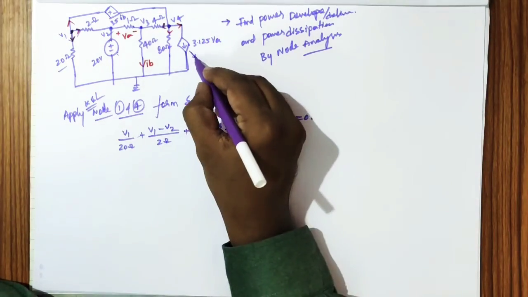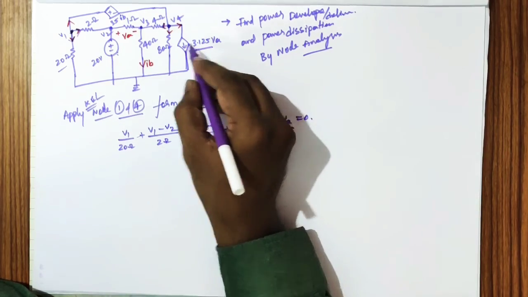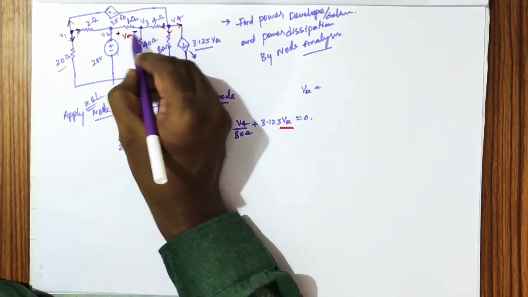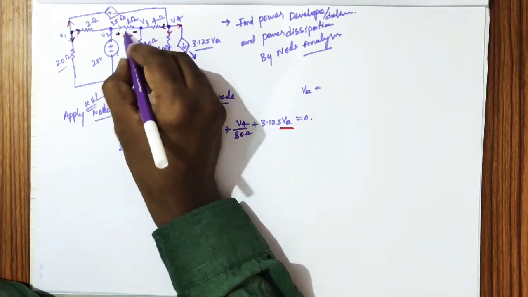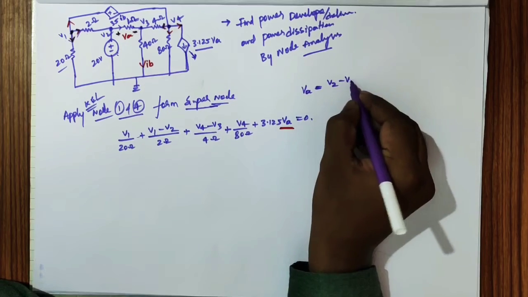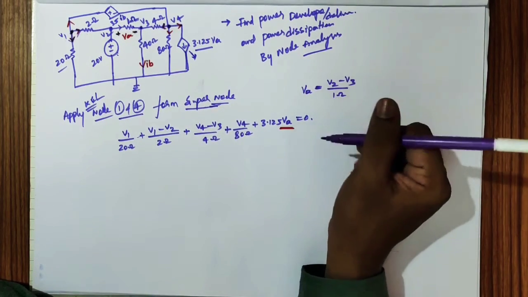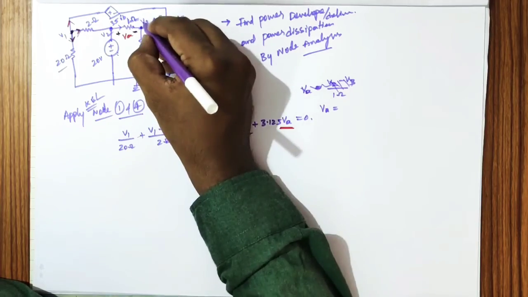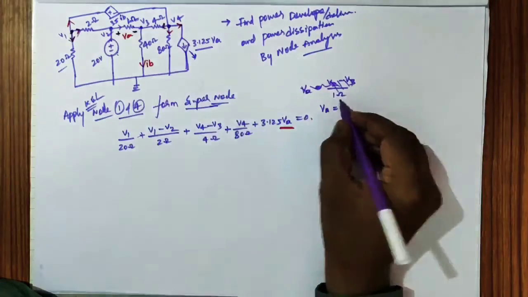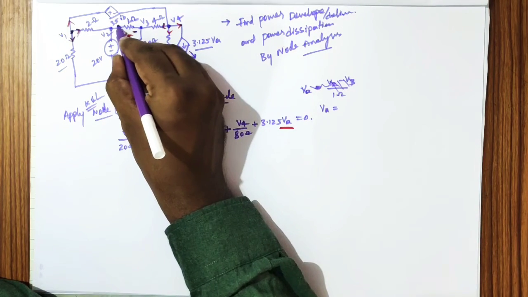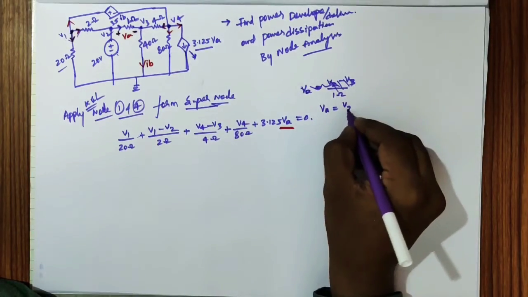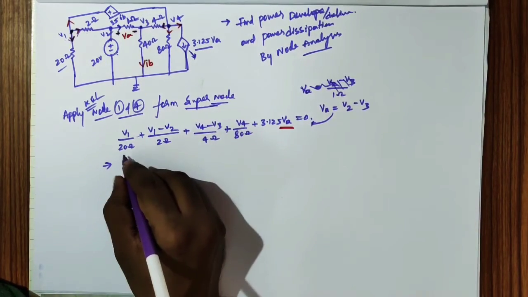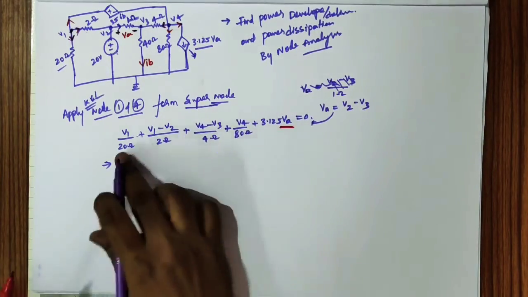In this circuit, this current source is a voltage dependent current source, depending on the voltage across 1 ohm. So how do we write VA? As this is a load, we assume current is leaving from here. That means VA is the voltage across this branch, and it can be written as V2 minus V3 by 1 ohm, that is V2 minus V3. Substitute VA here. After substitution, I am directly writing one equation in V1, V2, V3 form.